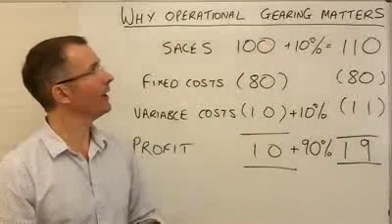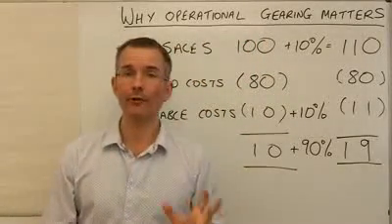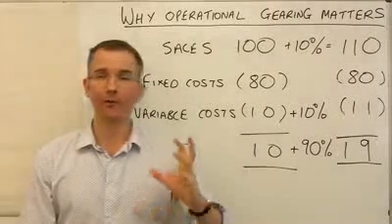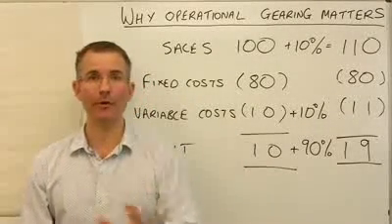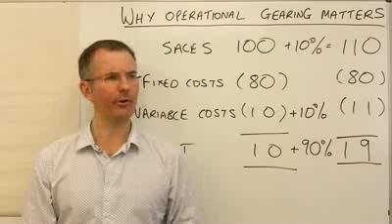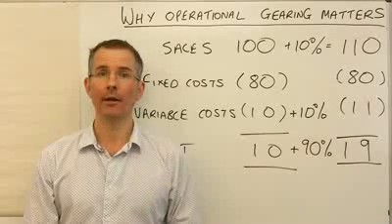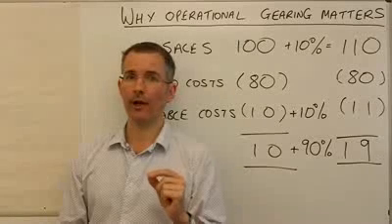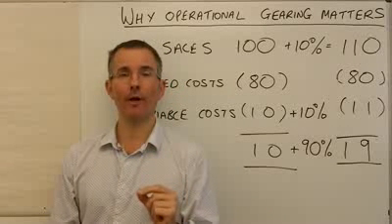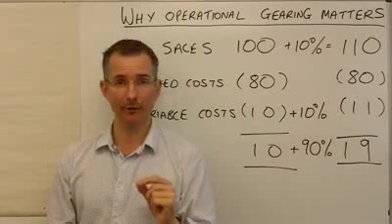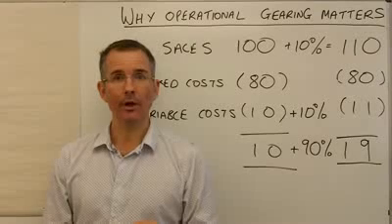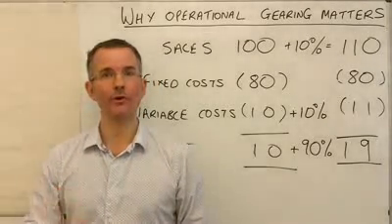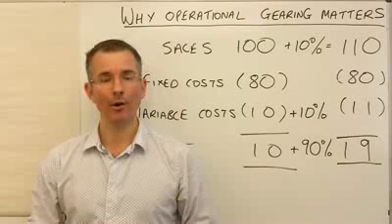So operational gearing is really quite straightforward. It's the relationship between fixed and variable costs. If a business has high fixed costs as a proportion of the total, analysts will say this business has high operational gearing. And it matters because sectors with high operational gearing will be much more volatile in profit terms and share price terms than sectors that have lower operational gearing. And that's an important consideration to bear in mind when you're looking for stocks.